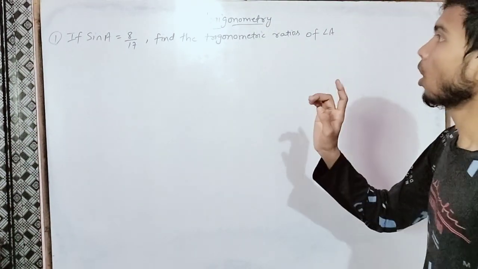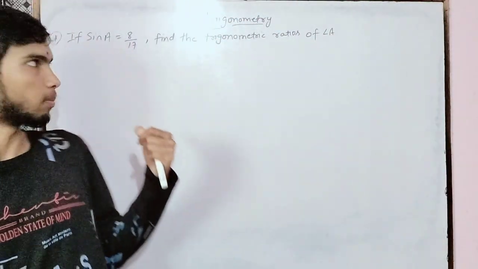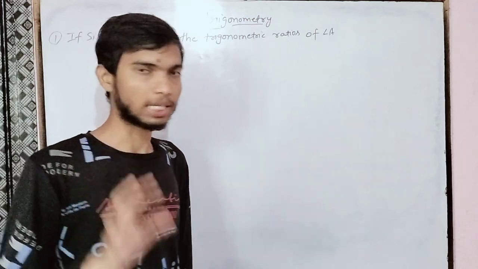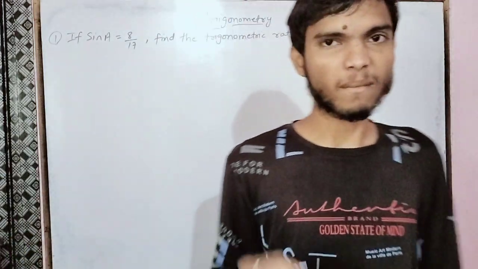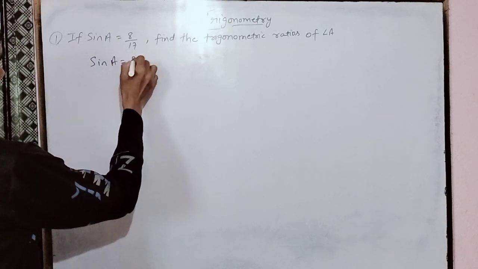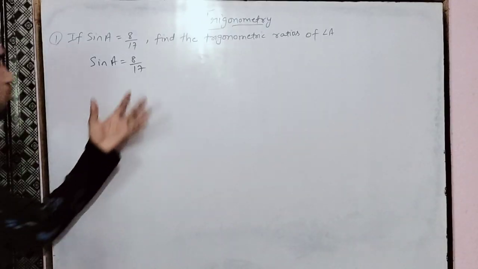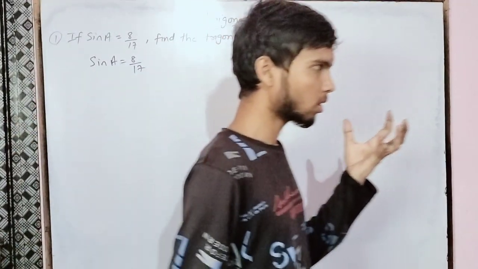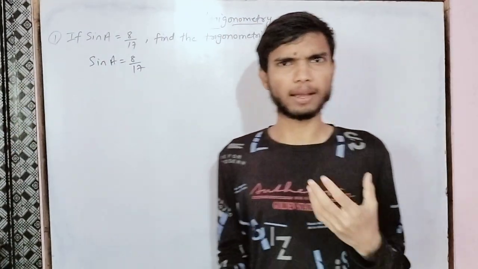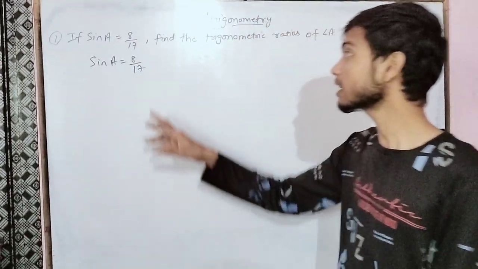Okay. Now here we have been given that sine A is equal to 8 upon 17. It is given. Whatever is given, you can write first of all. For example, sine A is 8 upon 17. Now from this given, what are we understanding? From this given, what are we understanding?